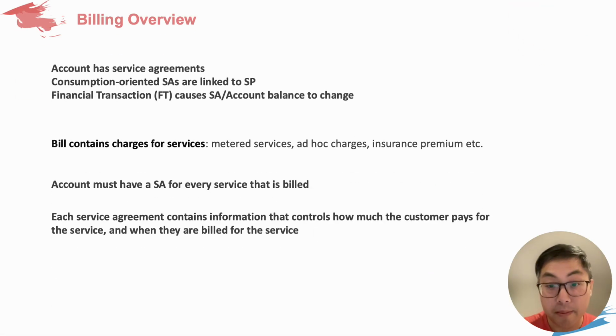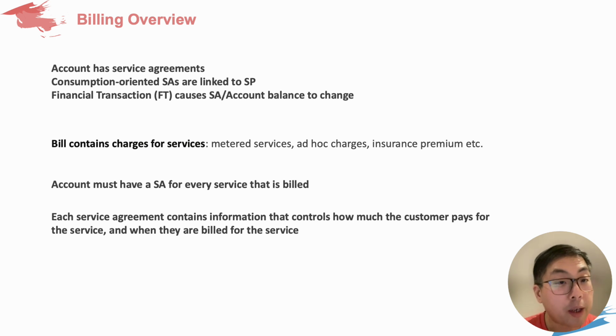Okay, so very basic facts check. Okay, so regarding billing, first of all, we know from the V model we have accounts, we have service agreement, and any service agreement which requires consumption, they are normally linked to the service point, where the meter reads is recorded on the service point. The financial transaction generated from billing will cause the service agreement or account balance to change.